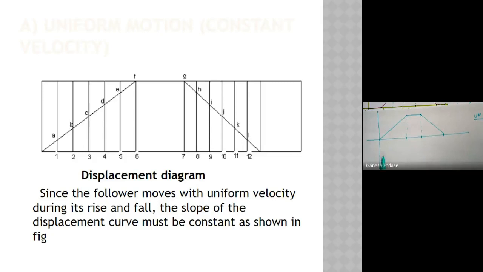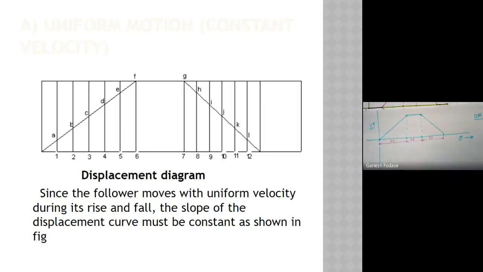I'm writing here S versus theta. S is nothing but follower displacement. And this one is our outstroke, that is theta O. Theta O is nothing but the angle turned by the cam during rise. Theta D is nothing but the angle turned by the cam during dwell. And theta R is nothing but the angle turned by the cam during return stroke.